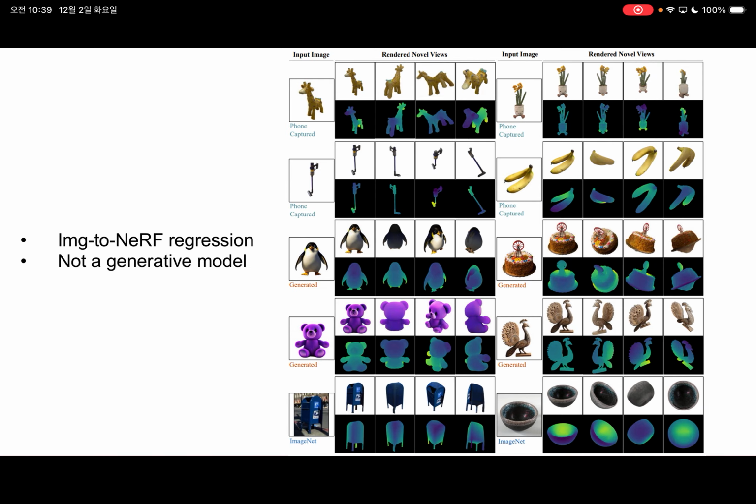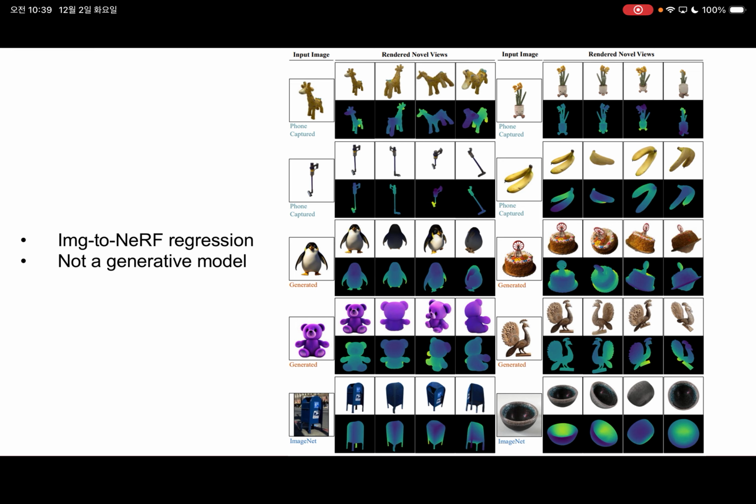On image generative model, pre-trained image generative model. But this LRM is actually not based on image generative model. So the task is very similar, just image to NeRF regression. Very similar to DreamFusion, right? DreamFusion also tries to, although it is not regression, it is optimization. It optimizes NeRF for each text prompt, but the input and output are very similar, image to NeRF.